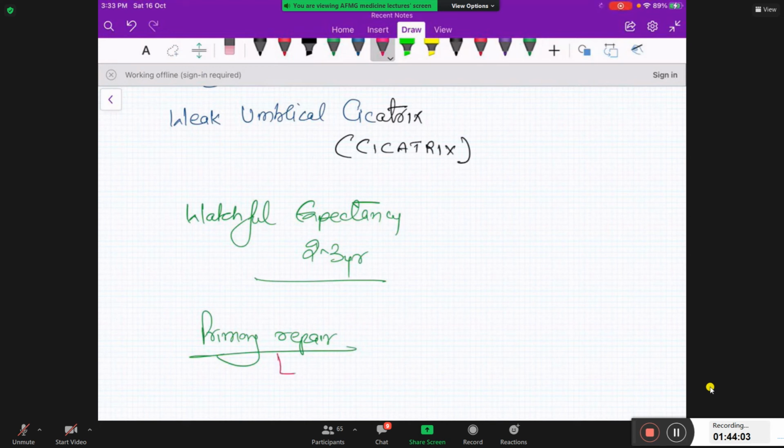Proline. We should use proline. For any place where we need strength, we use proline.